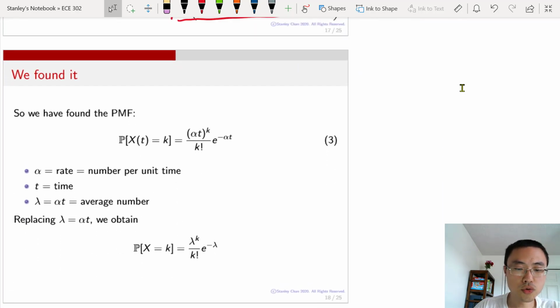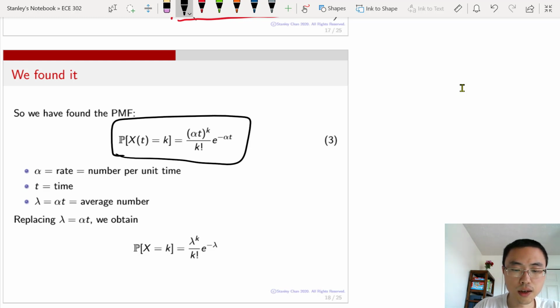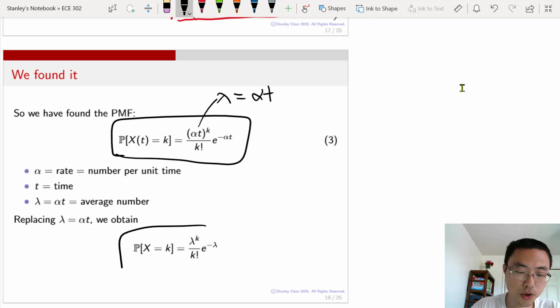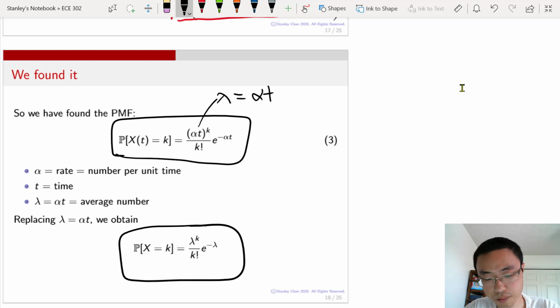Okay, so to just summarize this part of the lecture, we know that the Poisson equation is given by this, and this alpha t, I can just define it as lambda equals alpha t. Then I will be able to get my favorite Poisson formula.